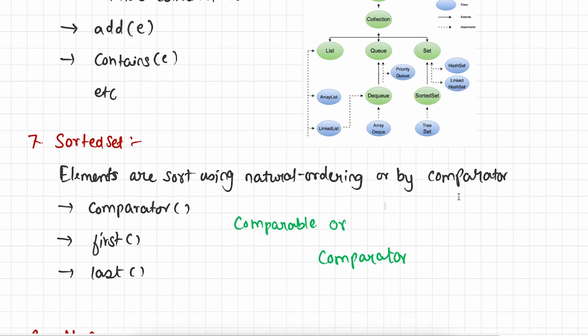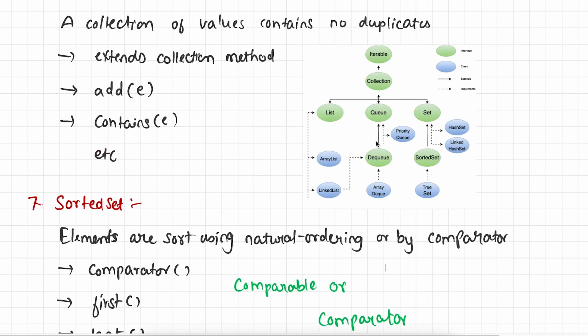So this is all about SortedSet. So far this diagram is completed. We have covered the Iterable, Collection, List, Queue, Set, Deque and Sorted interfaces. And we have also talked about all the collection classes that implement these interfaces.